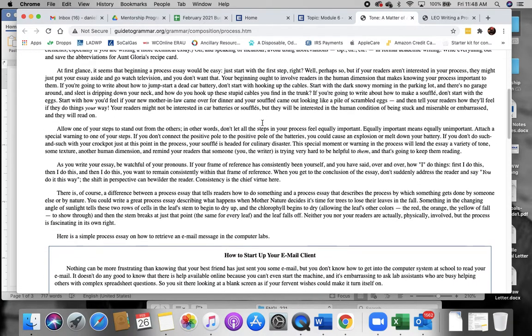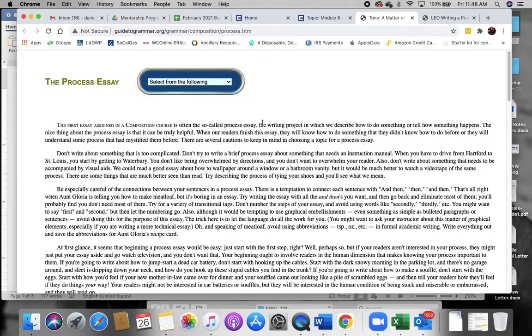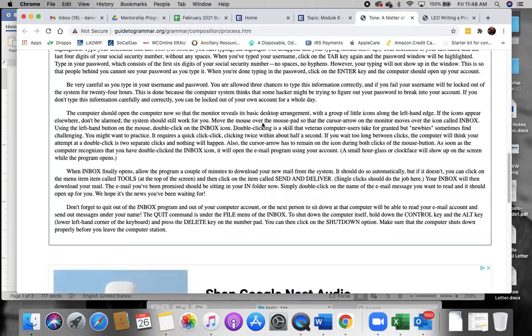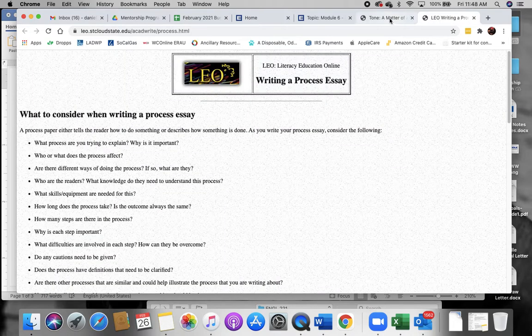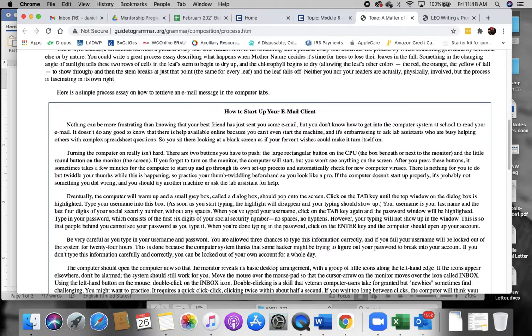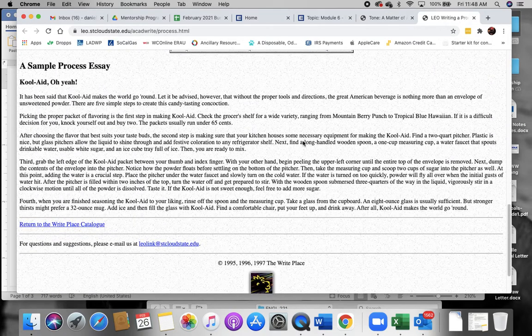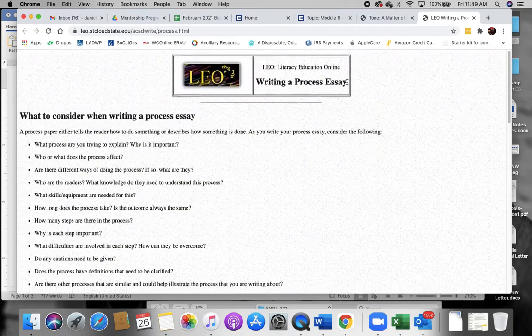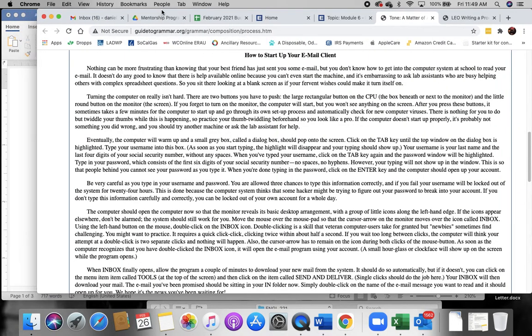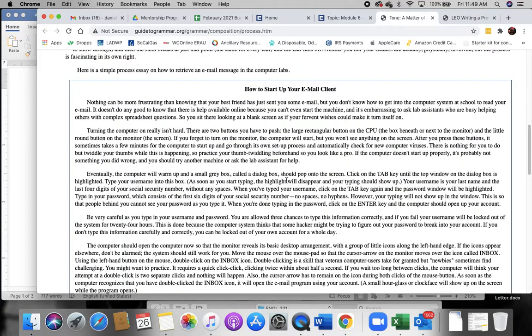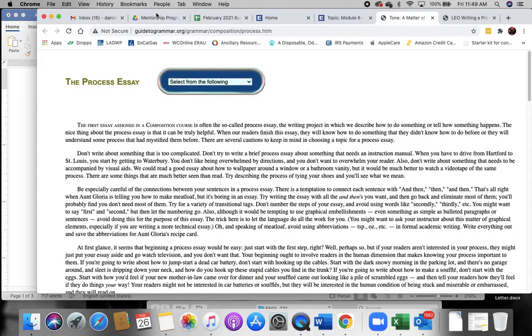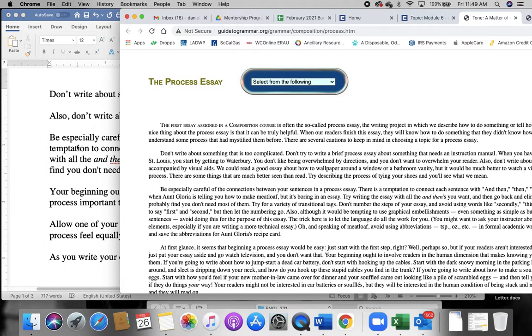For the first one, what I did is I just pulled out the primary takeaways from this. Of the two sources, they both provide examples of process essays. I'd say the startup, how to start up your email client, is a better example. The Kool-Aid one, it's not bad. There's something about it I just don't like. I think this one is just a little bit more formally written. It's a little bit longer. They're both decent, but I like the email one a little bit better.